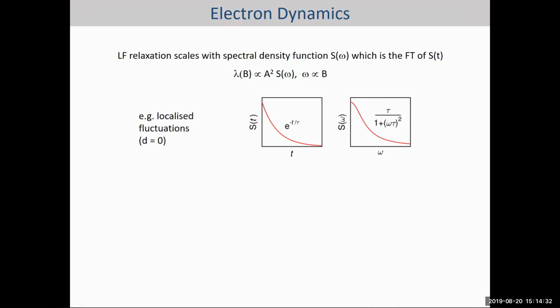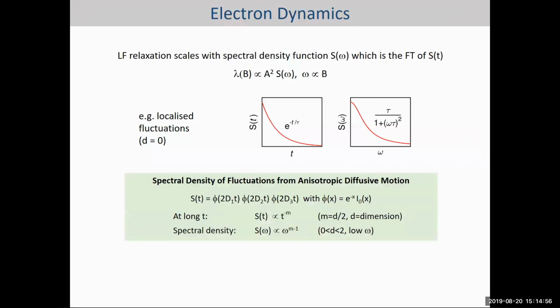So for example, you have a simple exponential spin autocorrelation function. You then get this Lorentzian form in the frequency domain. And because when you study longitudinal field measurements you're basically scanning the frequency by changing B, you basically measure this as a function of field. Now, that's just a simple localized fluctuation. What we're interested in here is anisotropic diffusive motion, which has a more complicated form.